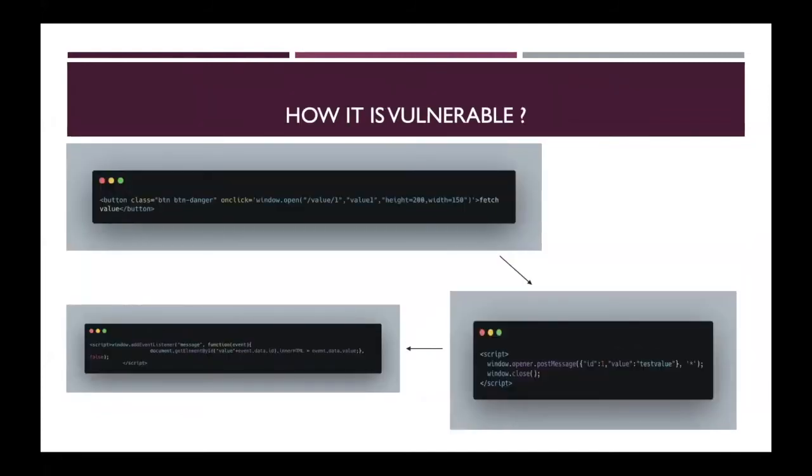So how is it vulnerable? As I have explained, they are sharing the sensitive information with everyone. Let's say window one has an option where you can click a button to fetch the sensitive information from the pop-up, or from window 2. Whenever the user clicks on the particular button, it will make a call to the page windowpopup.com/value/1.